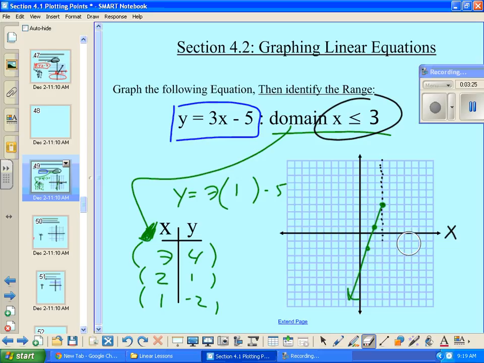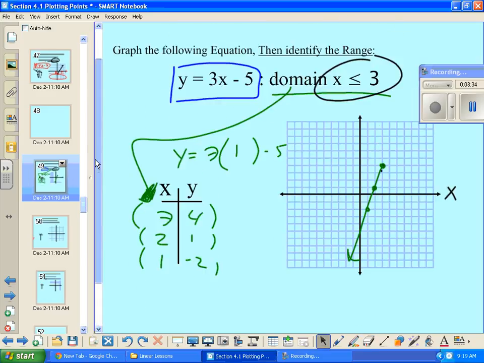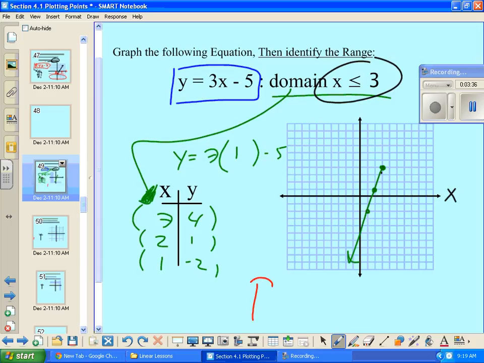So there's what my graph looks like for my limited domain problem that I have so far. Again, just like a bunch we worked out in the last lesson. The last thing I have to do in this problem, as it says, is identify the range, which is the possible y-coordinates I can get in this equation.